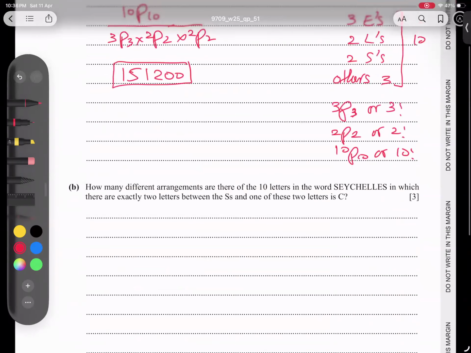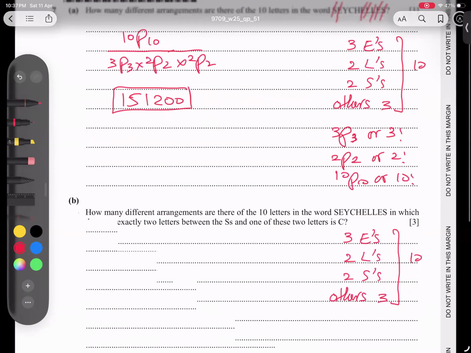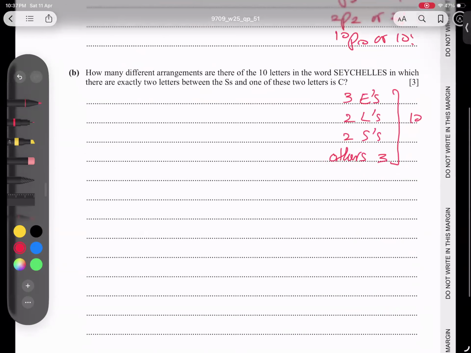Further, what he's saying is very important. With every question, every part we need it. So I'm just copying and pasting below, because we may need it again. So what statement do we have: how many different arrangements of the 10 letters of the word seashells, in which there are exactly two letters between S and one of them is C.